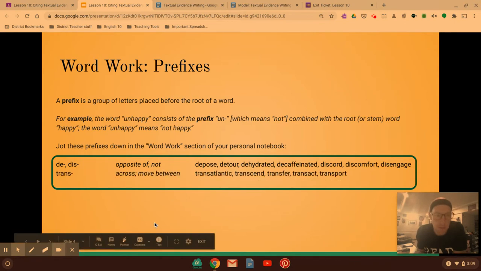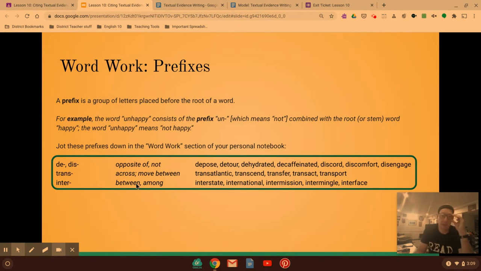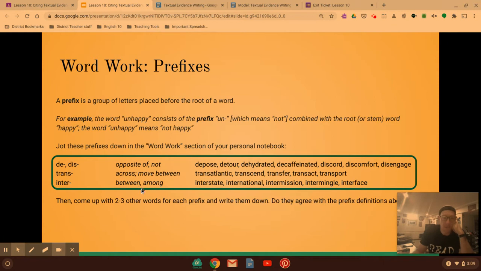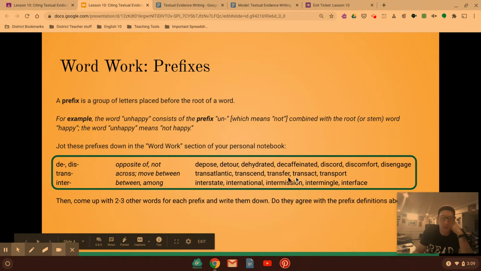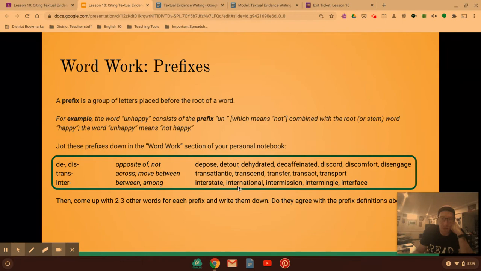Do the same thing for trans and for inter. Trans means to move between or across, and inter means between or among. And then try to come up with 2 or 3 other words for each prefix and write it down. So, for example, we've got interstate, international, intermission, intermingle, interface. Are there any other words that start with inter that you can think of that have that meaning, like between or among, like intramural sports?